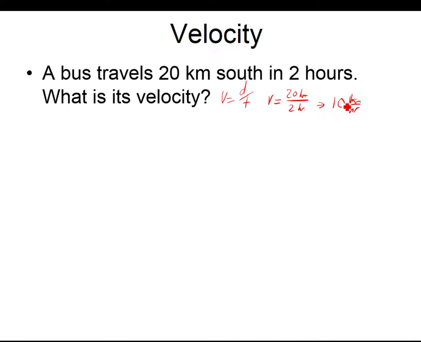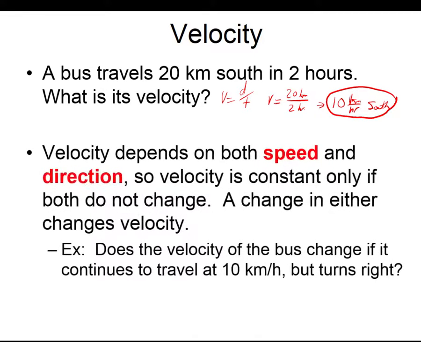The 0 is to the right of the number, but not to the decimal. It's just a placeholder. And now we have to get our direction, south. So there's our answer now. It's just like speed, but the difference is I have the direction added. So 10 kilometers per hour south. Again, fairly simple. If you can do speed, you can do velocity.